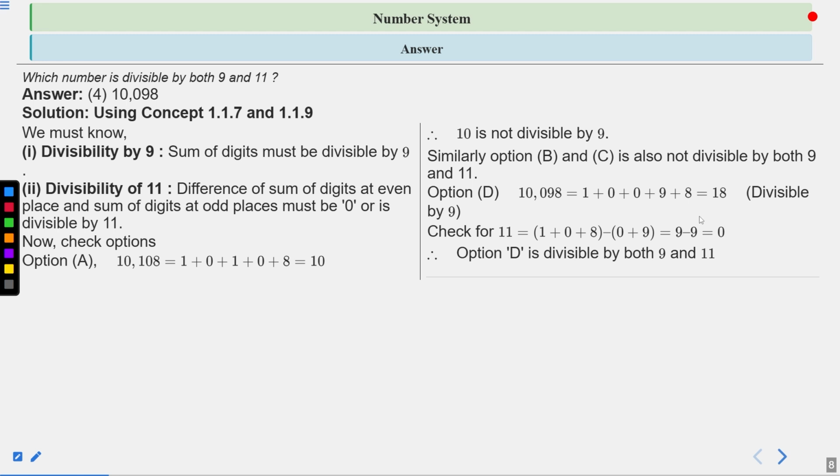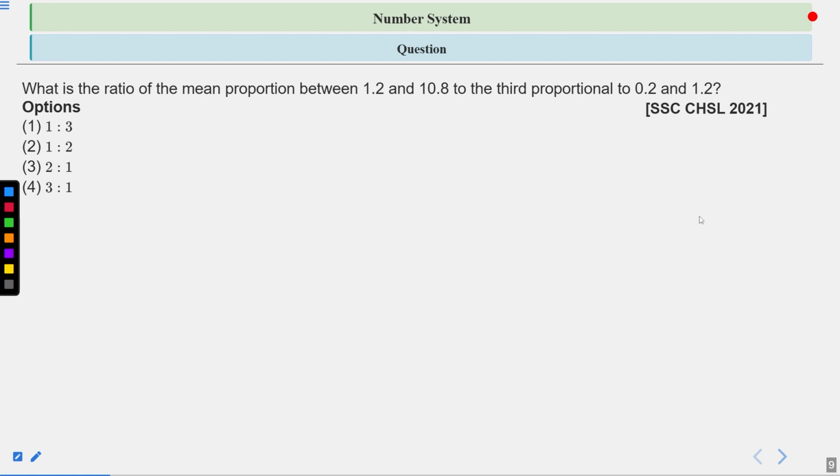Next one. What is the ratio of the mean proportion between 1.2 and 10.8 to the third proportion of 0.2 and 1.2? This question was asked in the SSC CHSL exam in 2021. There are four options. First one is 1:3, second is 1:2, third one is 2:1, and fourth one is 3:1.